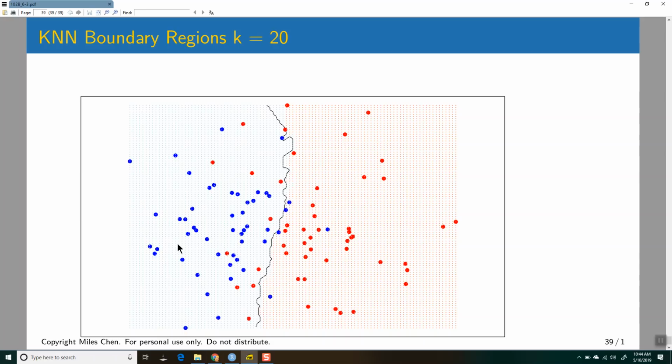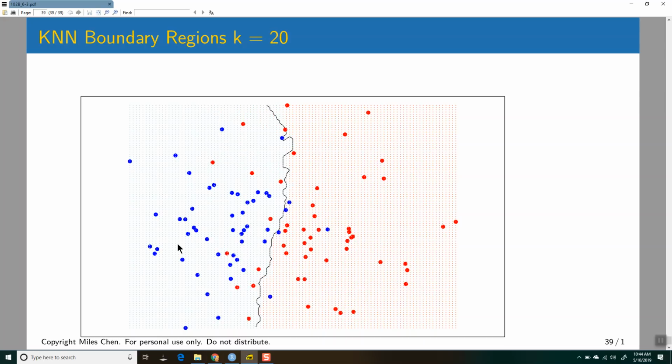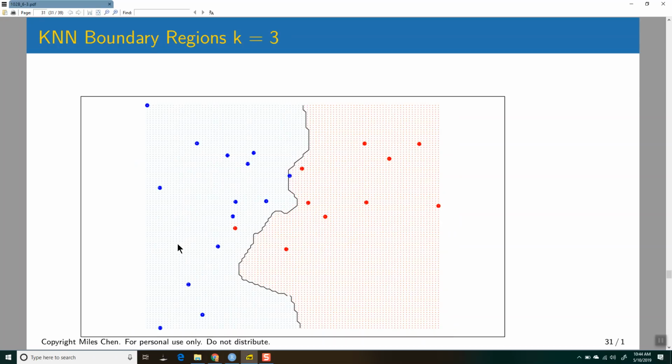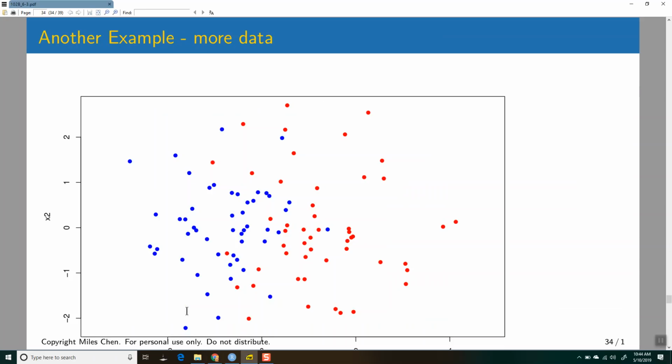Okay, and I think that's all I had for today here. You can play around with this, and I think this code should work as far as drawing KNN boundaries here.